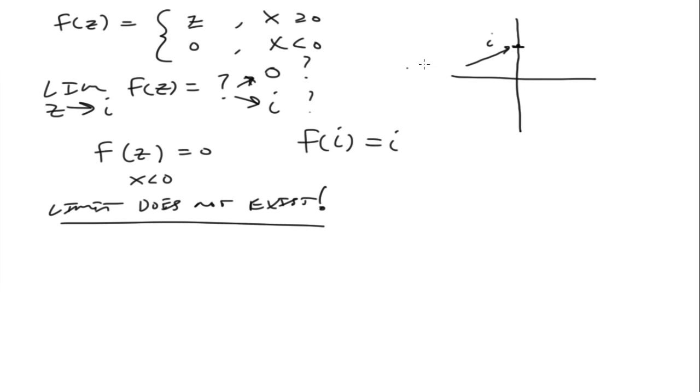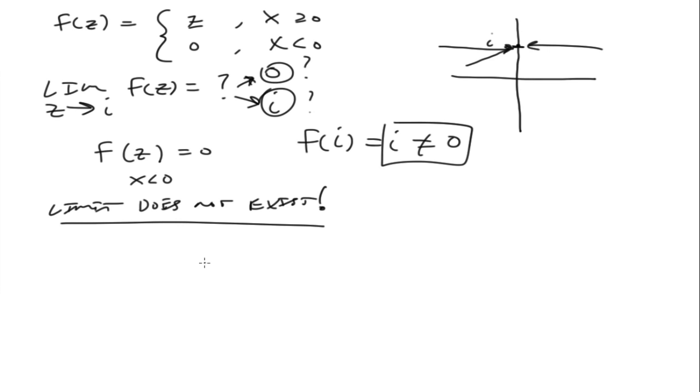Because I can find two different paths. If I take a path this way versus a path that way, they clearly don't agree. And therefore, because I is not equal to 0, the limit doesn't exist. Okay, so we could be done there, but let's go over this a little bit more rigorously.